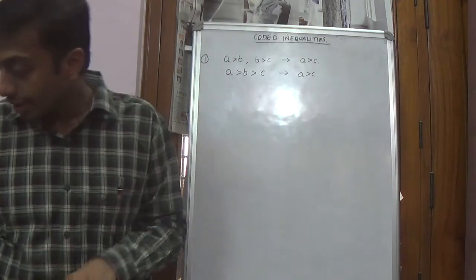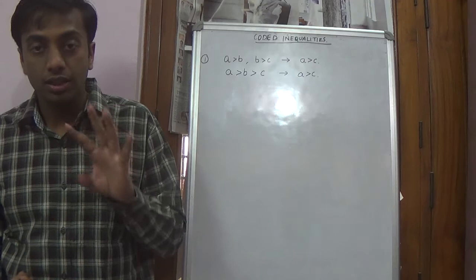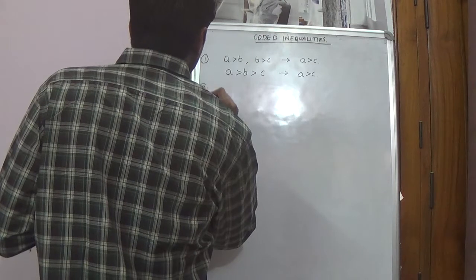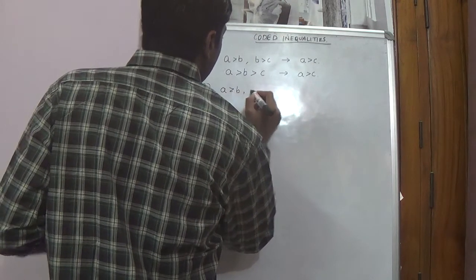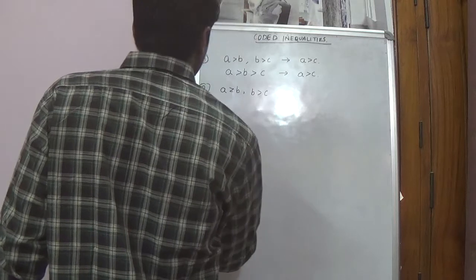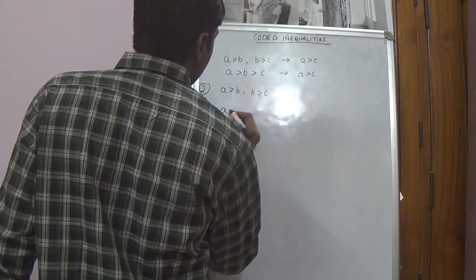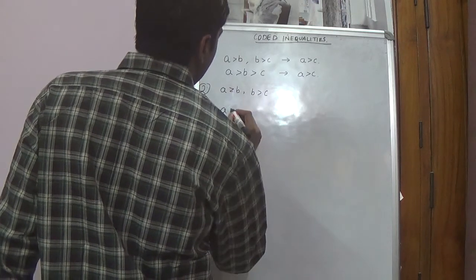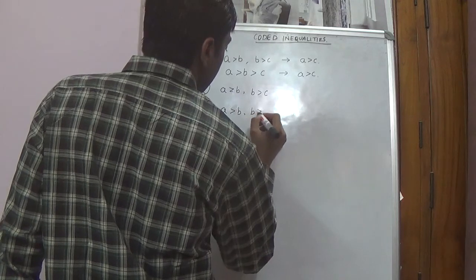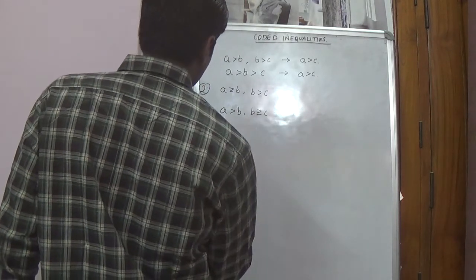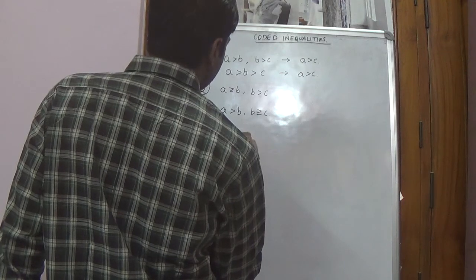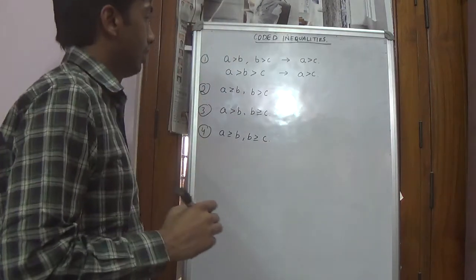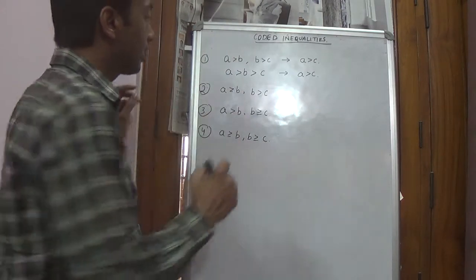दूसरा, इस तरह से चार रिलेशनशिप हो सकते हैं. पहला ये हो गया. दूसरा, A is greater than equal to B, B is greater than C. तीसरा, A is greater than B, B is greater than equal to C. चौथा, A is greater than equal to B, B is greater than equal to C.